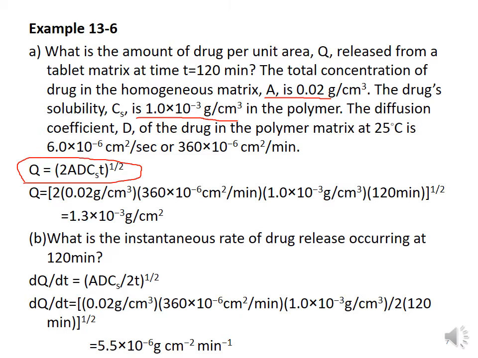We have A given in the question, D is given, Cs is given, and t, the time, is given in the question. The amount released per area equals 1.3 × 10 to the power minus 3 grams per centimeter square. What is the instantaneous rate of drug release? dQ by dt equals the square root of ADCs divided by 2t, and the release rate at 120 minutes equals 5.5 × 10 to the power minus 6 grams per centimeter square per minute.